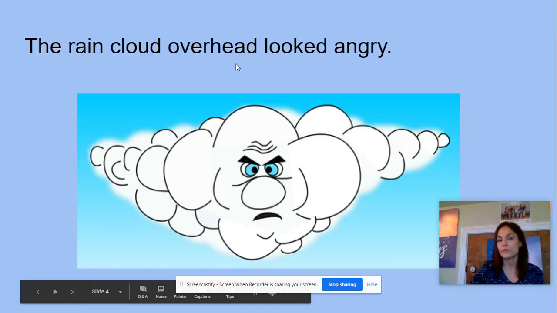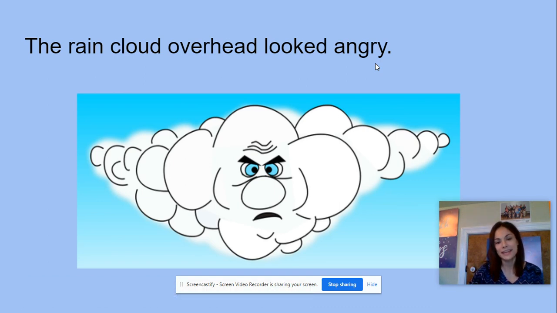The rain cloud overhead looked angry. I've heard this one many times. Usually when someone says that the rain cloud overhead looked angry, it doesn't mean that they have an angry face. It means that the rain cloud looks dark and like it's about to pour down rain. So the rain cloud is your object, and having it look angry is how I am giving it a human trait. That is how I'm using personification.